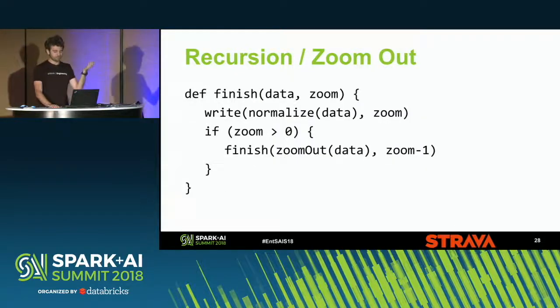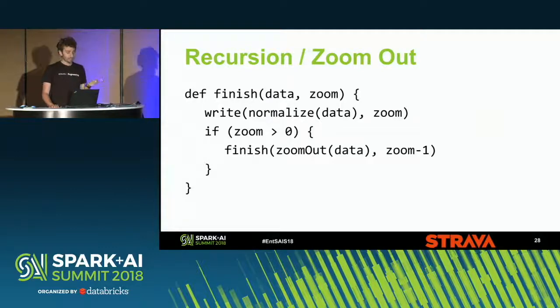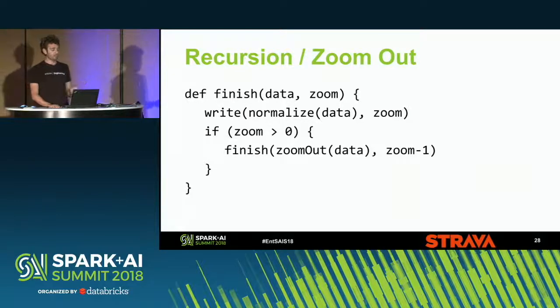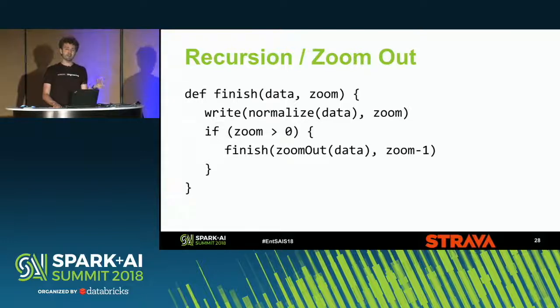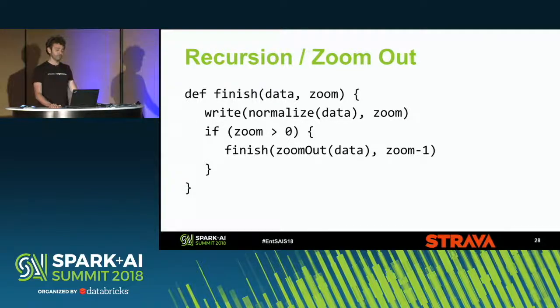So the actual pseudocode for this, I actually did implement it recursively using Spark APIs, which is nice. It was the first time I got to do that. So you start with data in Zoom, you normalize the data, and then you write that data to your sink, and then you recurse with data passing to a zoom out call, which will reduce the size, and then passing in one less zoom level.